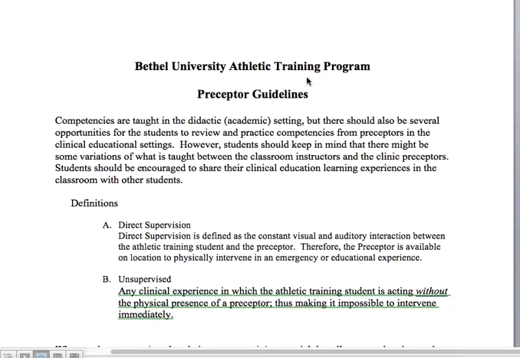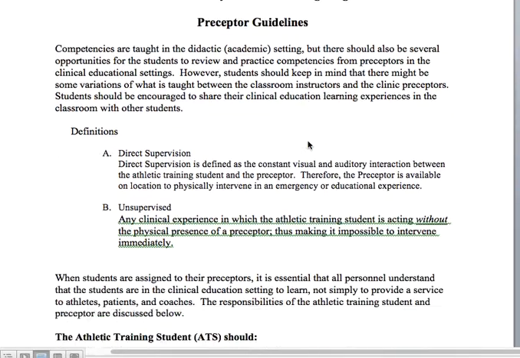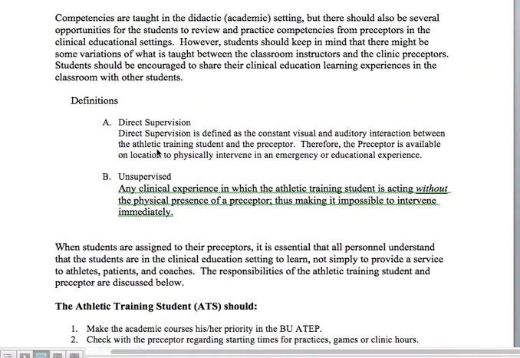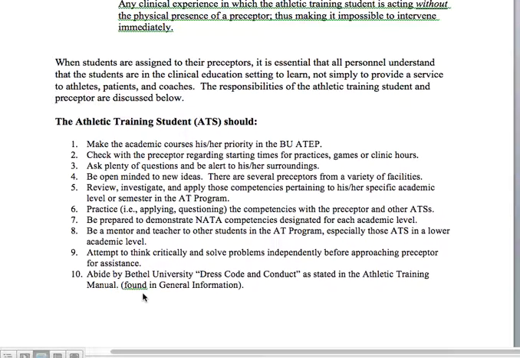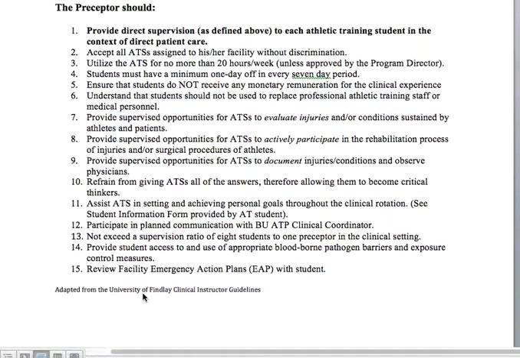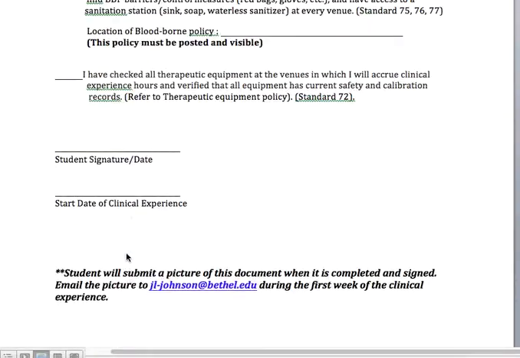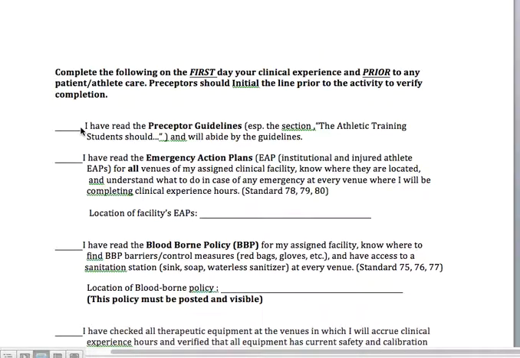There we go. Next page is preceptor guidelines. Read through these. You should understand what direct supervision is. You should read through these as far as your expectations and the expectations of the preceptor. I've asked the preceptors to quiz you on this before they initial this line.